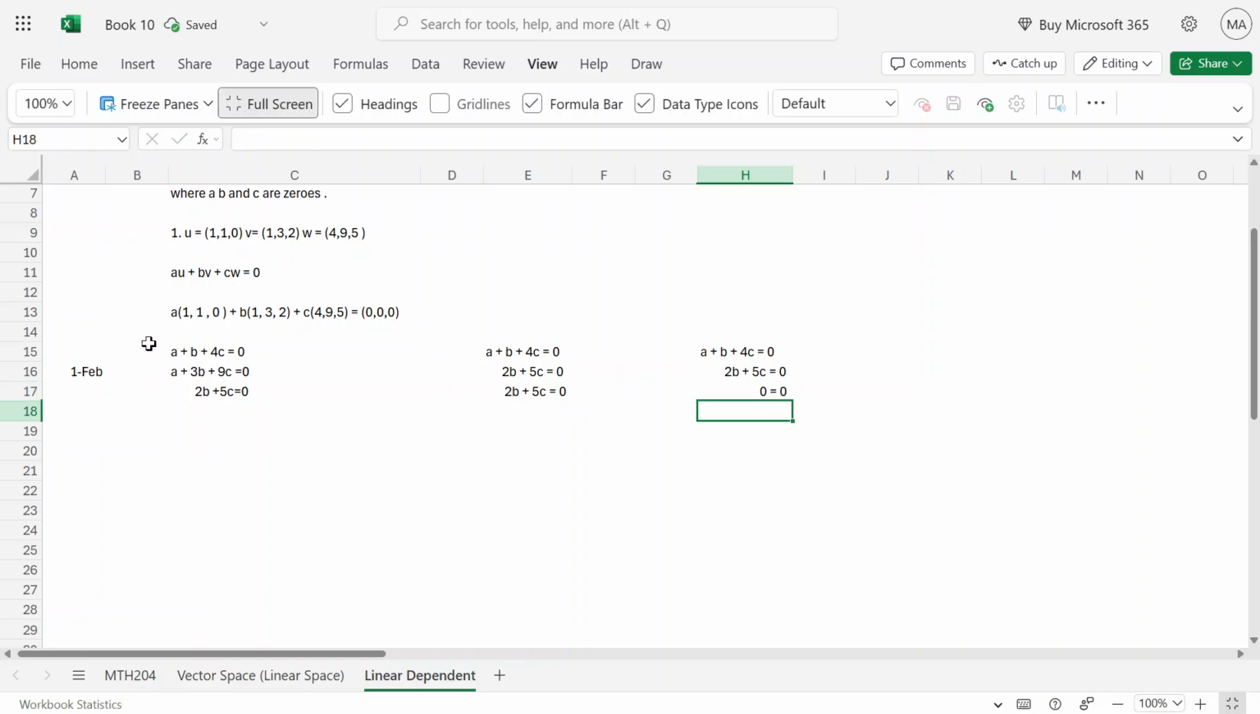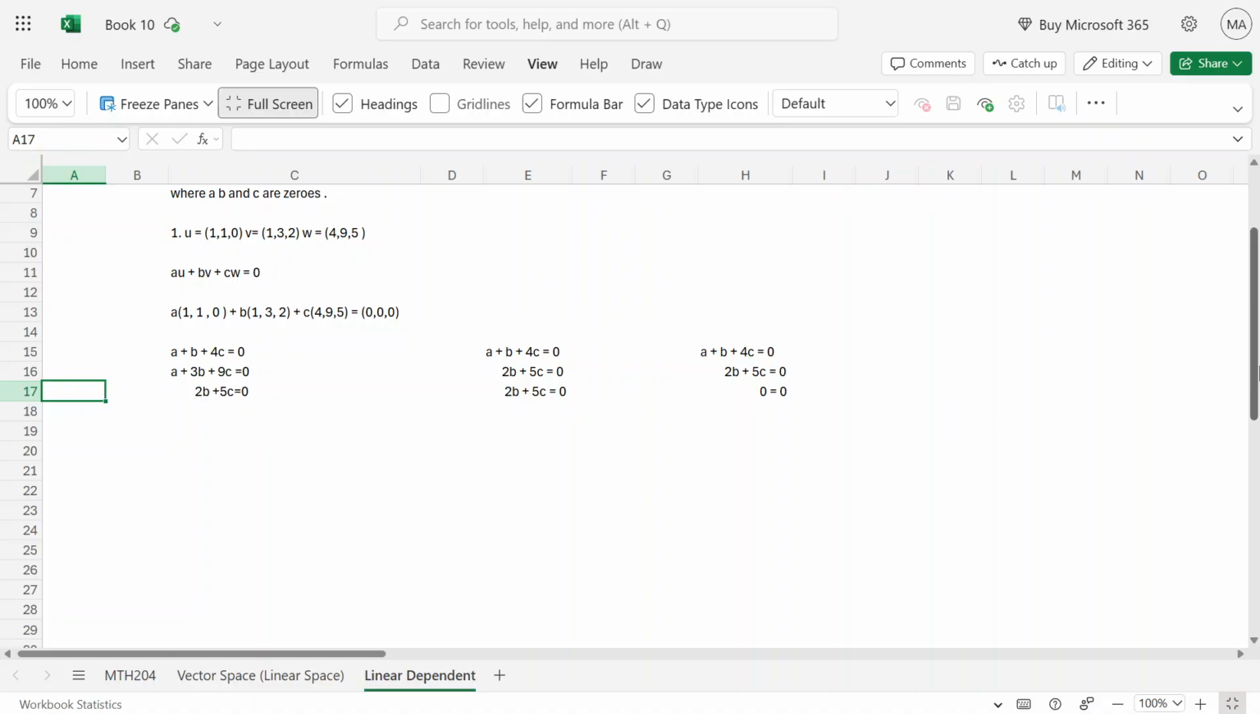So this system, we do not solve it. We can't find any solution to it. We do not get A equals to 0, B equals to 0, C equals to 0. We get 0 equals to 0. That means there are many solutions to this system. So it is linearly dependent. So it is dependent.